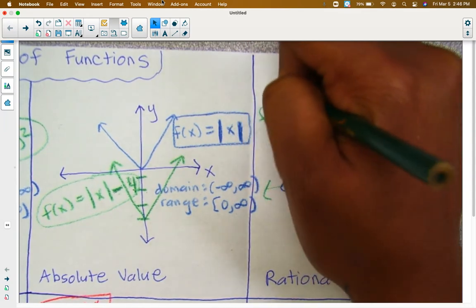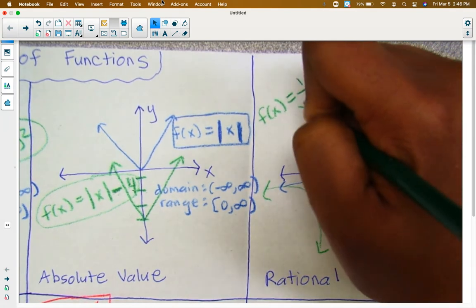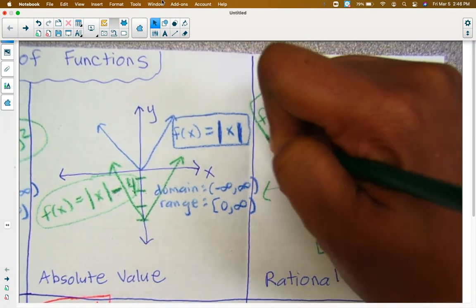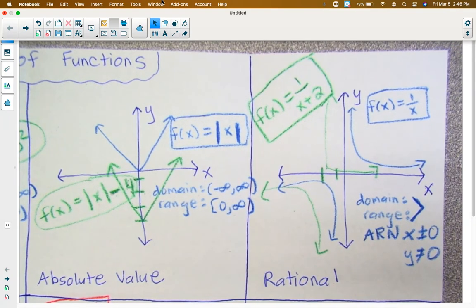So the equation for this, since I'm making it move left 2 spaces, will be the following. I would have something like that. So f of x equals 1 over x plus 2. If I want to move this left or right, we add something to the denominator.